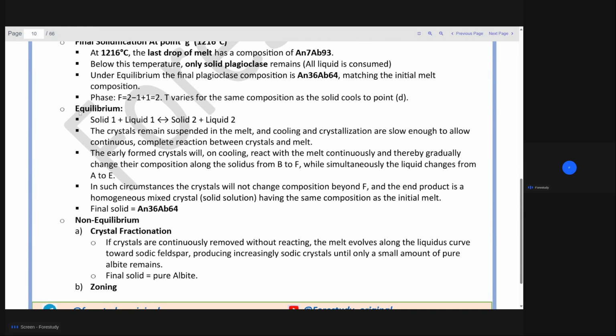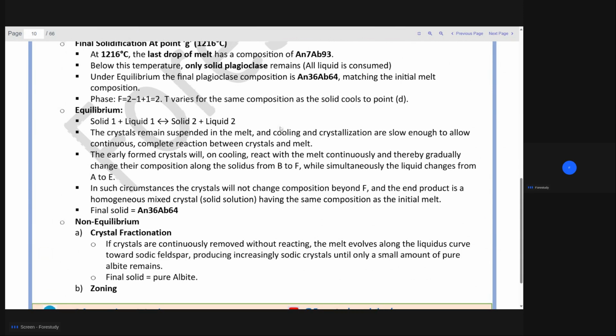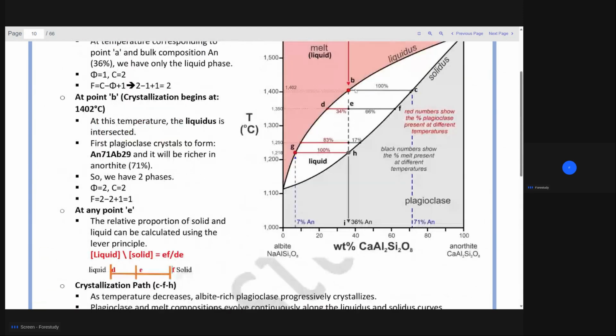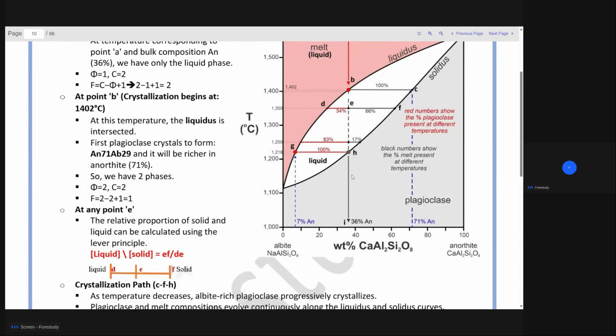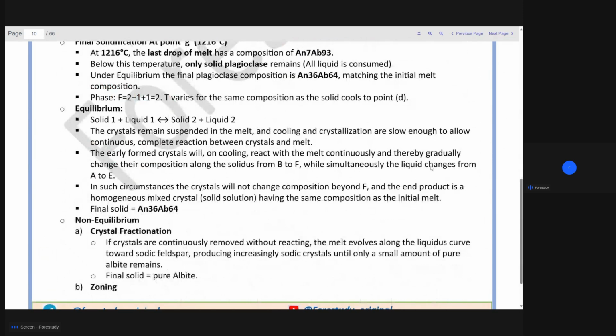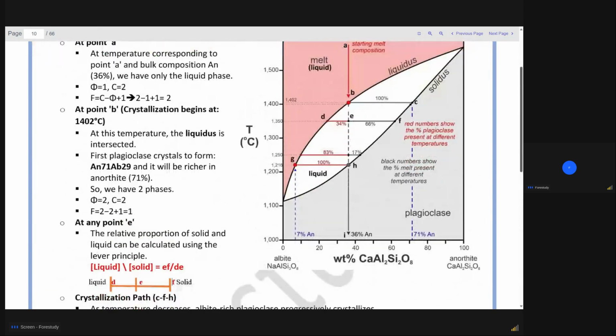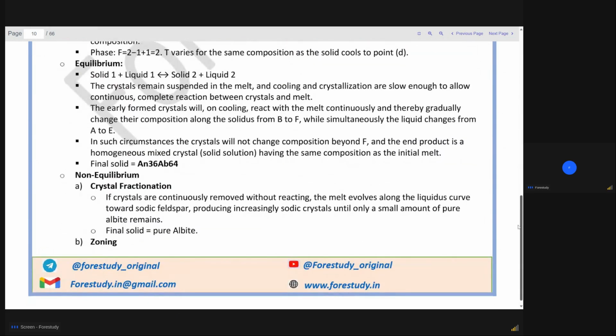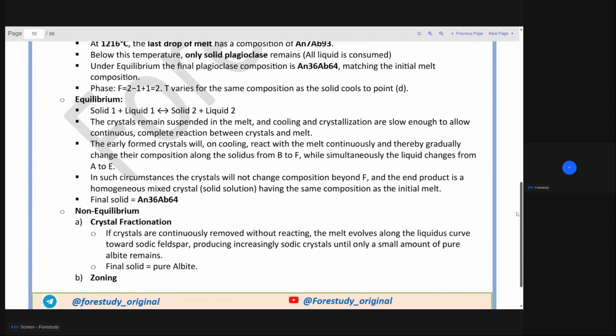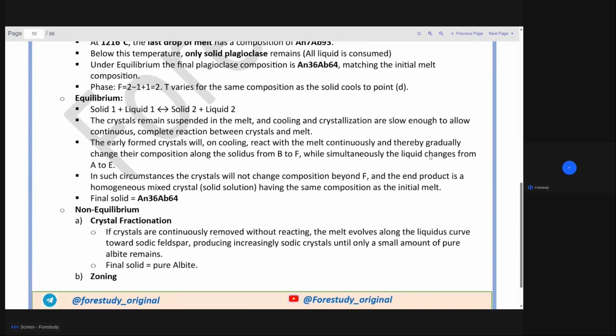Okay. So the early formed crystals will, on cooling, react with the melt continuously and thereby gradually change their composition along the solidus from B to F. Along the solidus from B to F, we will have the simultaneous liquid changes from A to E. The liquid changes from A to E.